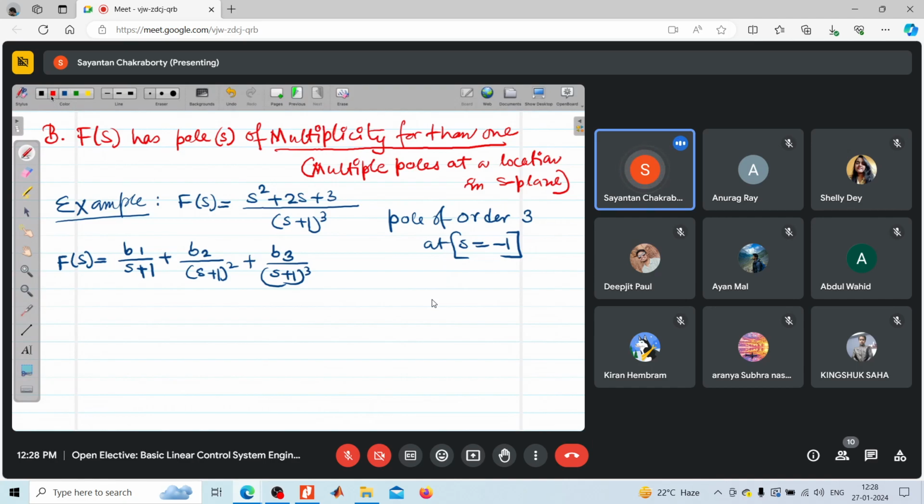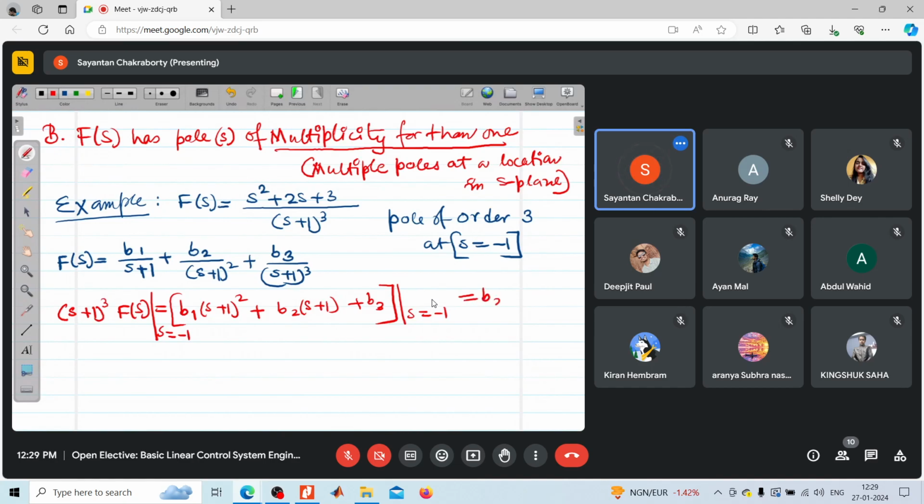So how can we find them? First, you multiply Fs by s plus 1 whole cube. Then what you'll get is b1 s plus 1 whole square plus b2 s plus 1 plus b3. Calculate this at s equal to minus 1. Clearly, all the terms will vanish and you will only have b3.